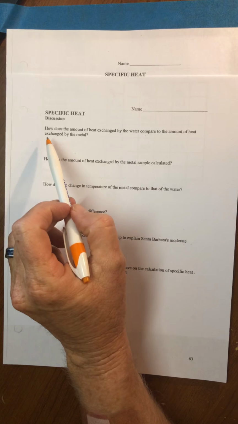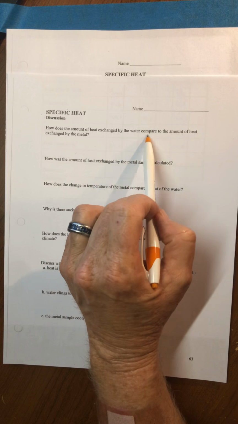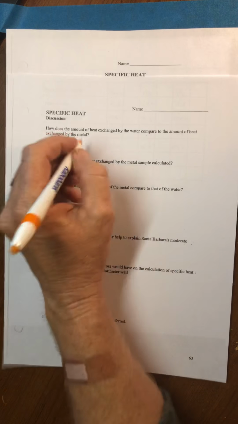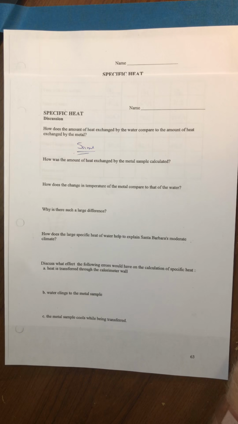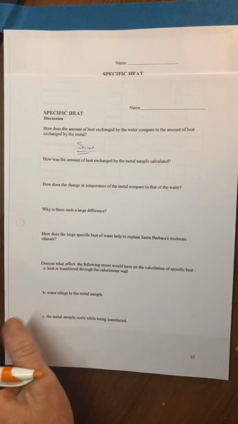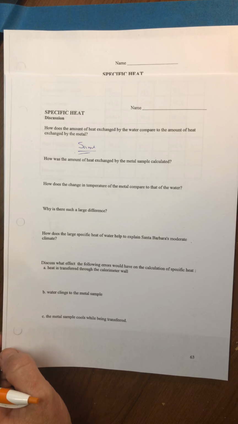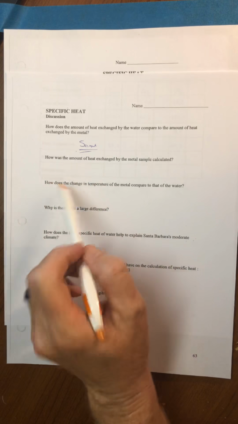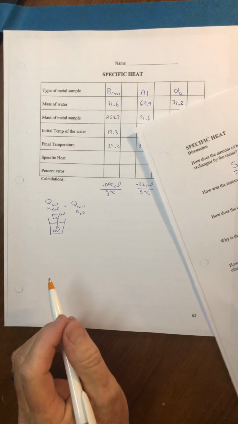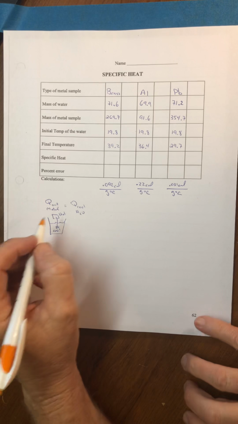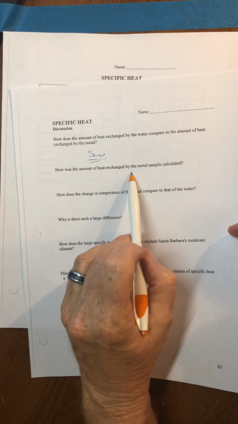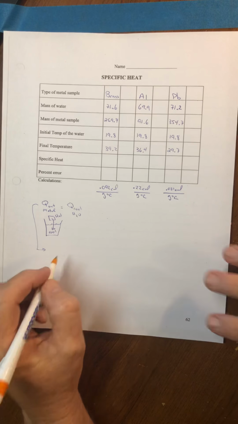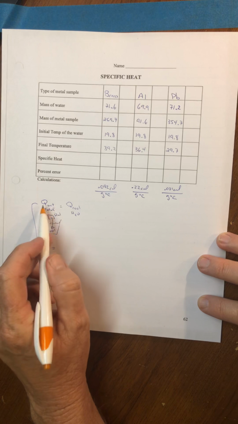It says, how does the amount of heat exchanged by the water compare to the amount of heat exchanged by the metal? The short answer is they are just the same. It's a conservation of energy principle. That's what they want you to think about as you do this calculation. If we look at the second question, that's kind of this first step here. Maybe I'll pull the questions away and then come down to here. It says, how was the amount of heat exchanged by the metal actually calculated? In other words, how are you going to get the energy that came out of the metal?